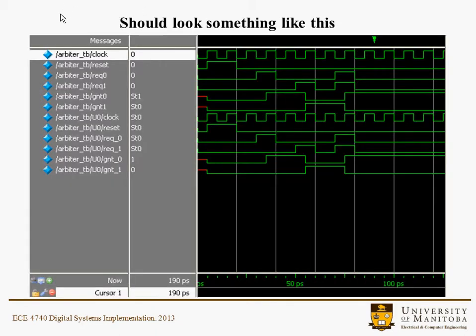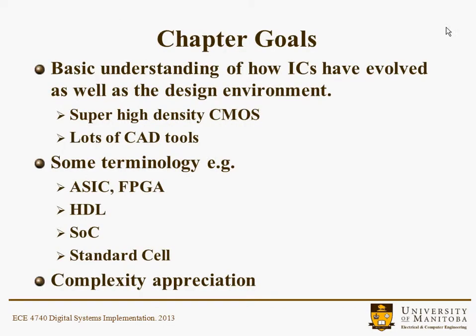Your output should look something like this. This is running with the test bench. These are all the signals that were run, and these are the ones from the arbiter from the test bench, the U0 interface. So you should be able to get something like that.